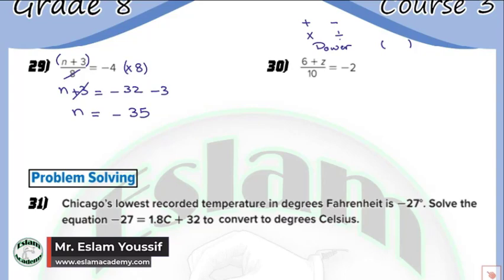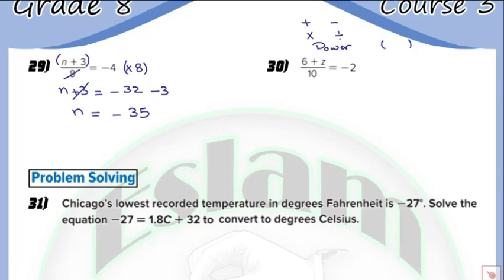The same in question number 30. 6 plus z over 10 equals negative 2. Once we have a fraction and there is no number added or subtracted from the fraction, so just look at the denominator. Now we divide by 10, so we'll use the inverse operation, which is multiplying by 10. So 6 plus z equals negative 2 multiplied by 10 equals negative 20.